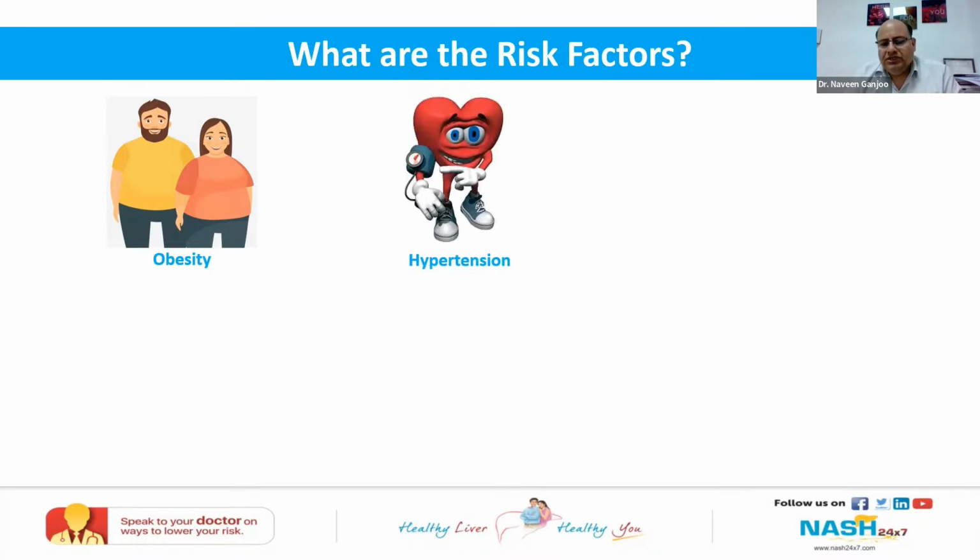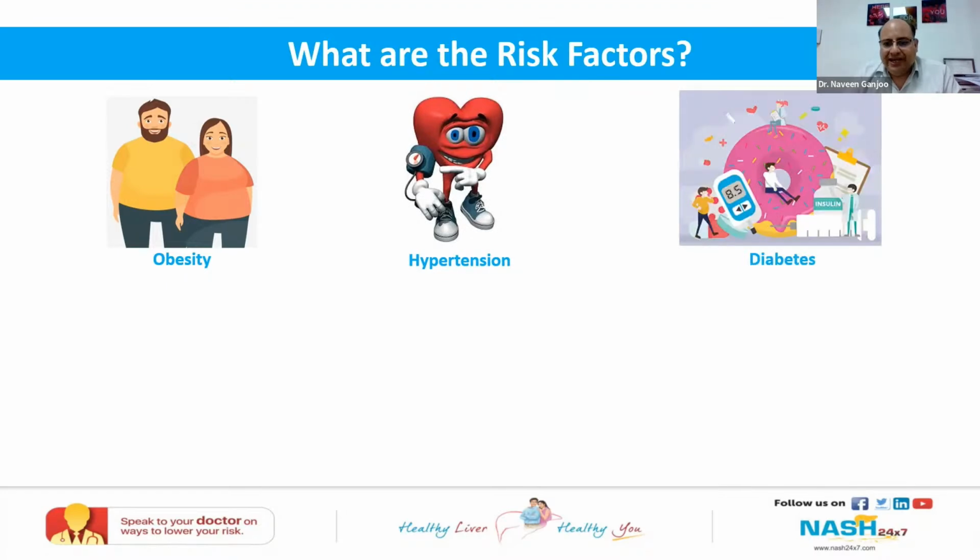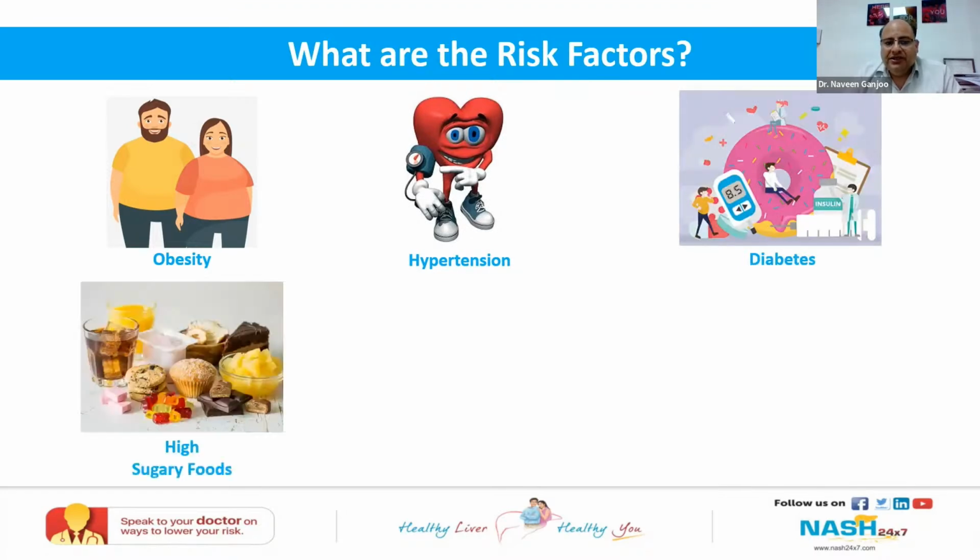Hypertension, not directly, but indirectly, it does play a part. Diabetes is very important. So obesity, hypertension, diabetes, if you take all these things together, there is something called metabolic syndrome. So the metabolism of these people is not good. So fatty liver is a part of this metabolic syndrome.